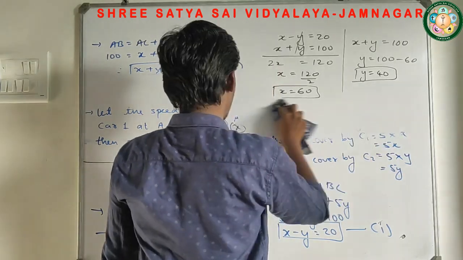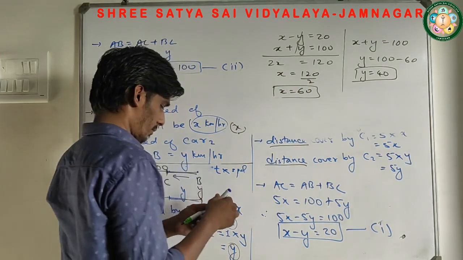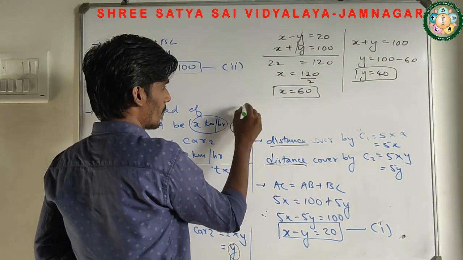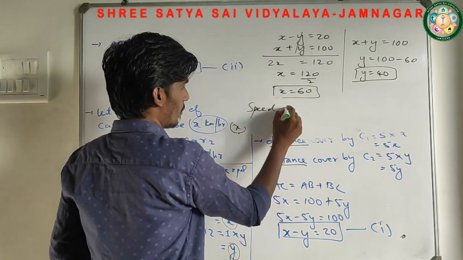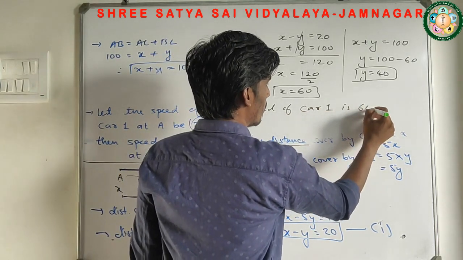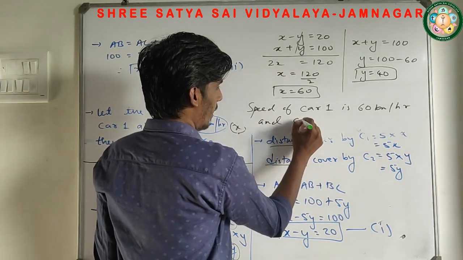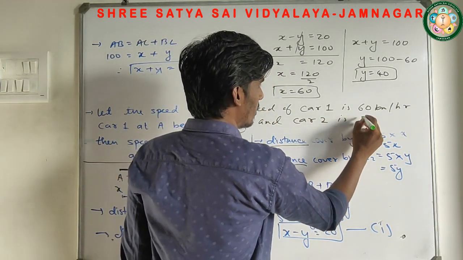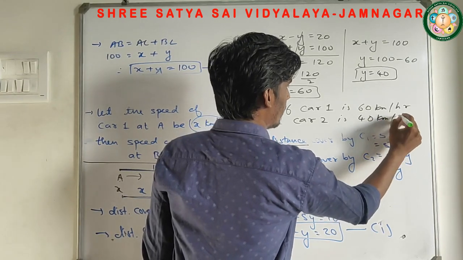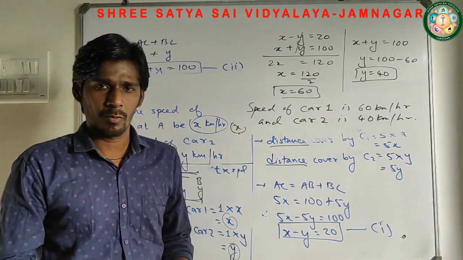that speed of car 1 is 60 km per hour and car 2 is 40 km per hour. So this is the way we can solve question number 4.